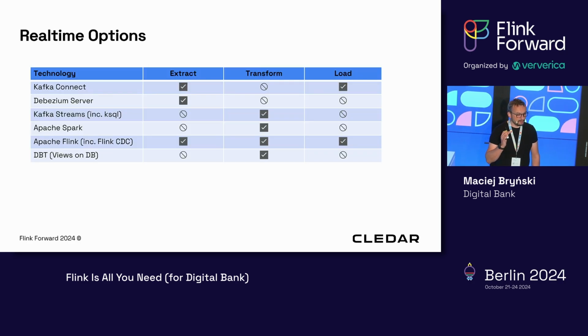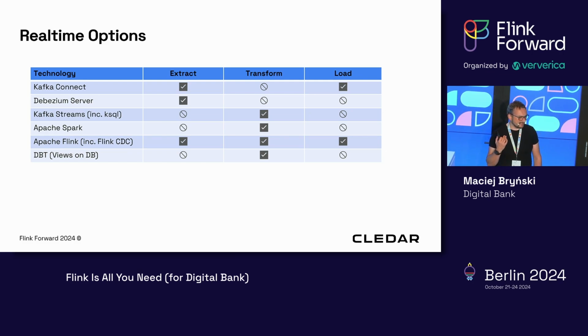And we evaluated multiple open source technologies that could possibly cover our needs. This includes Kafka Connect, Debezium Server, Kafka Streams, Apache Spark, Apache Flink, and DBT. And as you can see from this table, Apache Flink was the only one that is covering all the requirements. And this was the main reason it was chosen for the project.